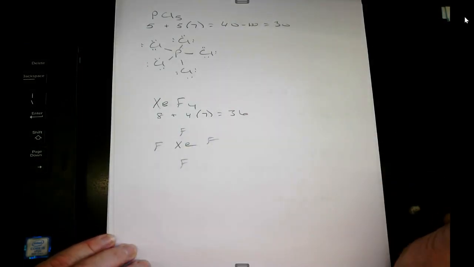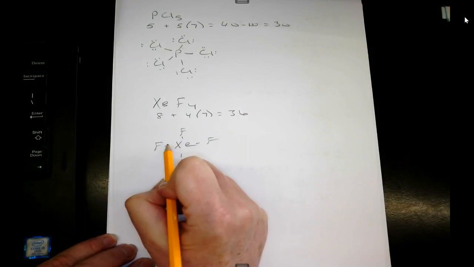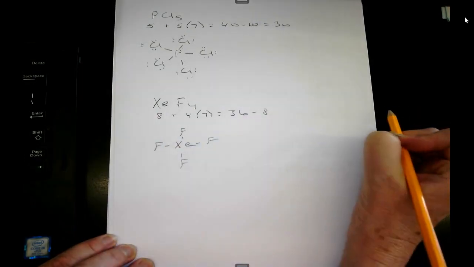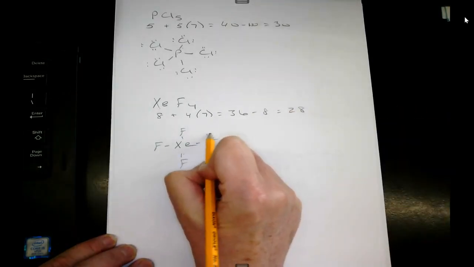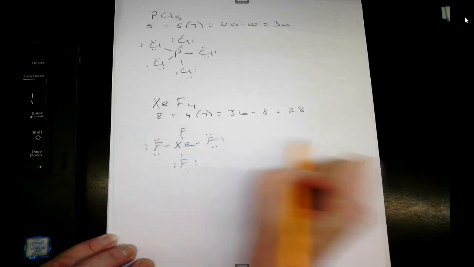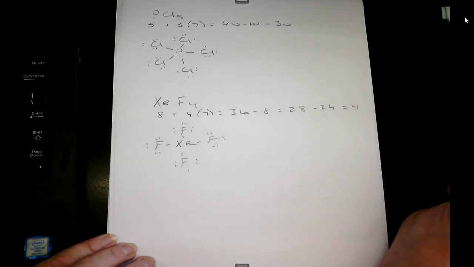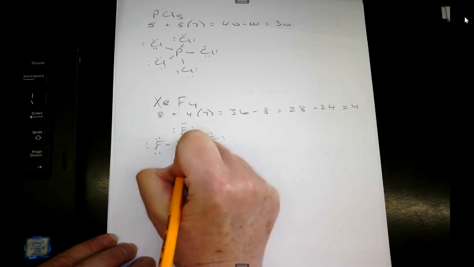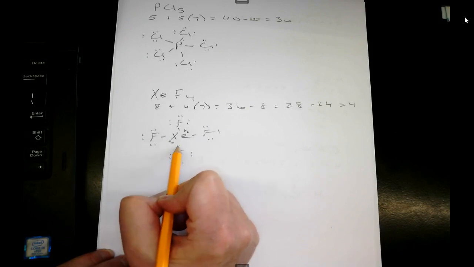We'll put our 4 fluorines around our central atom, and we'll bond each of those fluorines to our xenon. So we've got 2, 4, 6, 8 electrons so far. That's going to give us, if I can do my math, 28 electrons left. So 2, 4, 6, 8, 10, 12, 14, 16, 18, 20, 22, 24, but we've got 4 electrons left. Those electrons are going to go on our xenon because it has the ability to be hypervalent. So xenon will end up with 4 bonding pairs of electrons and 2 lone pairs of electrons in order to make a stable structure.